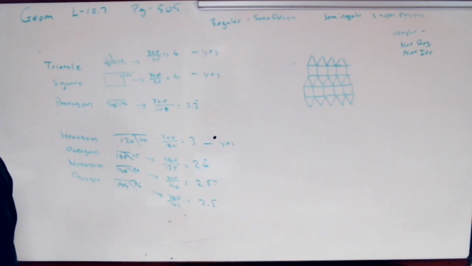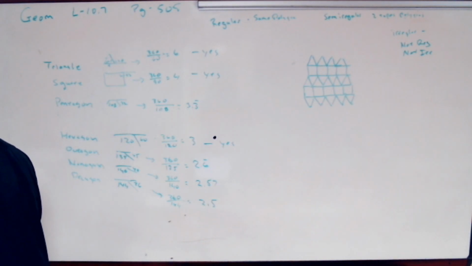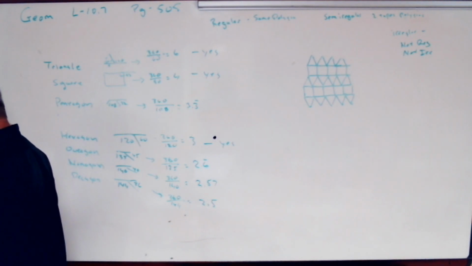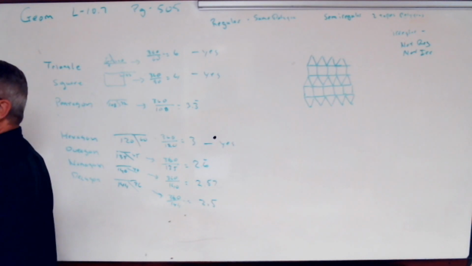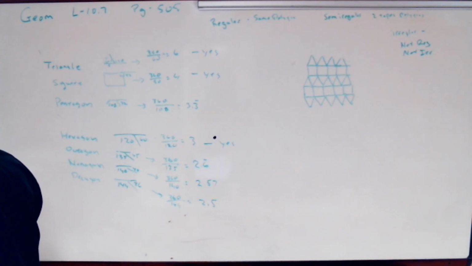A tessellation of a planar region is a covering of that region with one or more figures so there are no overlaps or gaps. All these pictures up here show a pattern that covers the entire region, okay? Example 1: determine whether each regular polygon can be used to create a regular tessellation of a plane.